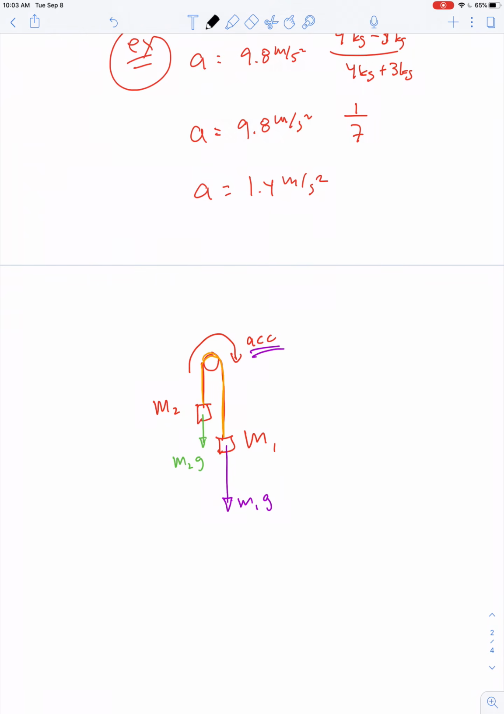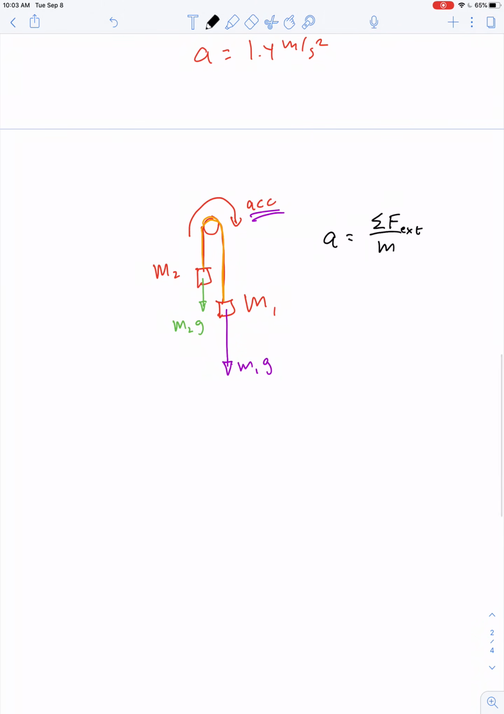And as you know from the previous lesson, when we state Newton's second law as acceleration equals net force divided by mass, we're only interested in external forces. So when viewing it as a whole system, the external force is basically m1g minus m2g. And then I need to divide that by the mass, but in this case it's the mass of the whole system, which would be m1 and m2 added together.